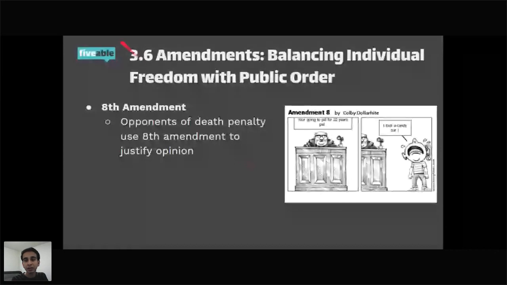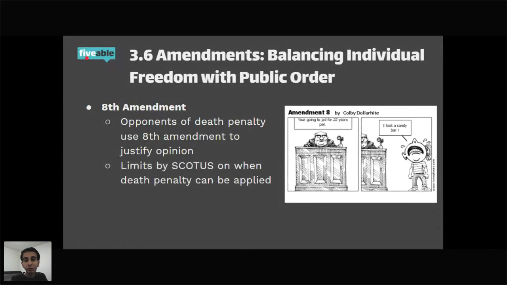So the Eighth Amendment is kind of going at the extreme. It's saying no cruel or unusual punishment, and then no excessive bails or fines. The death penalty, people that oppose it obviously say that it's a cruel and unusual punishment, and that therefore you should not do that. There have been limits by the Supreme Court on when the death penalty can be applied. However, it's still constitutional, so it's still legal in the U.S.